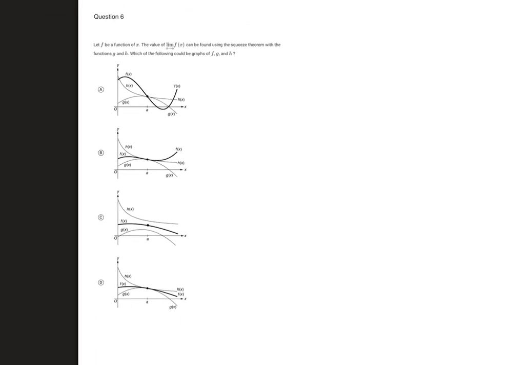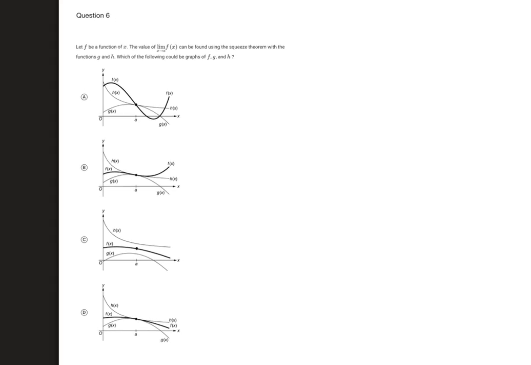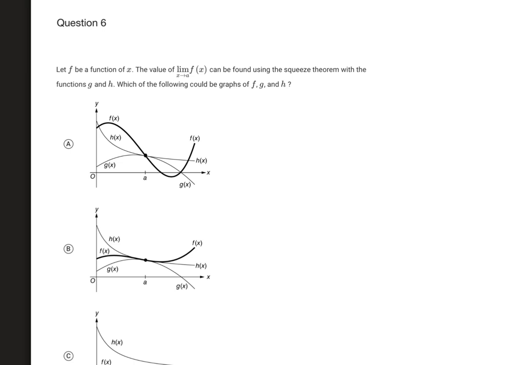Okay, I think this is the last squeeze theorem type question. So definitely when you see 3 graphs and kind of one looks like it's sandwiched in between the other 2, this is a definite squeeze theorem question. Okay, they say let f be a function of x. The value of the limit as x approaches a of f of x can be found using the squeeze theorem with the functions g and h. Which of the following could be the graphs of f, g, and h?